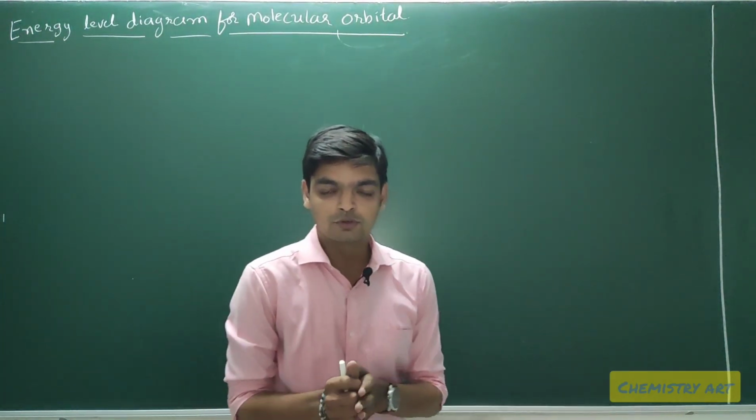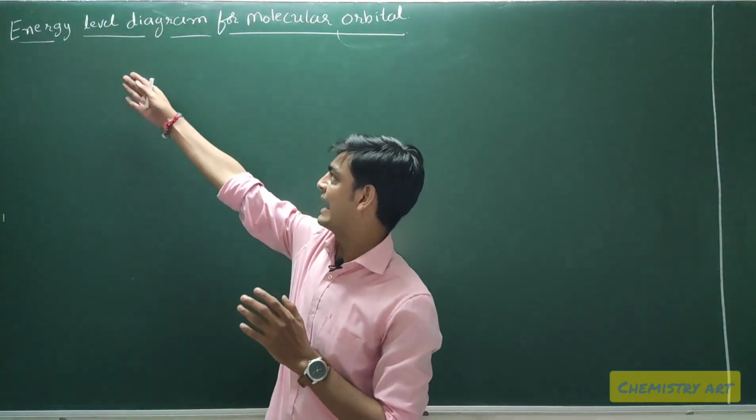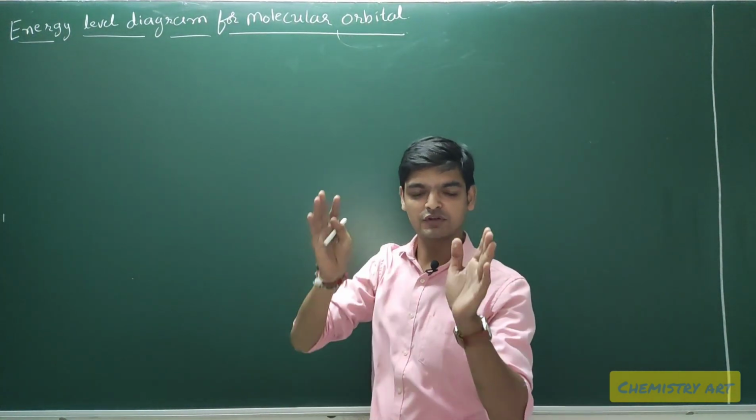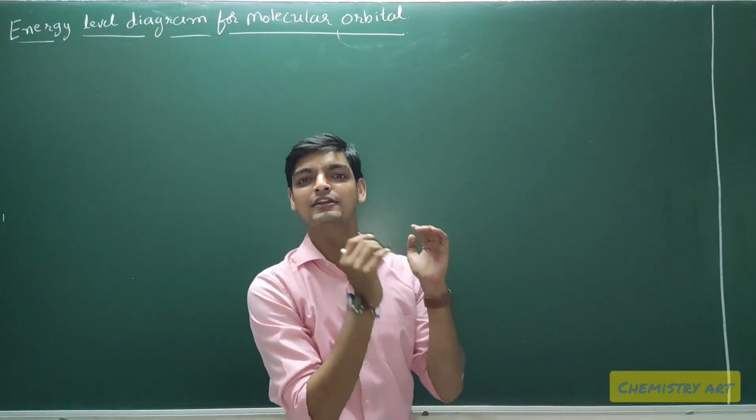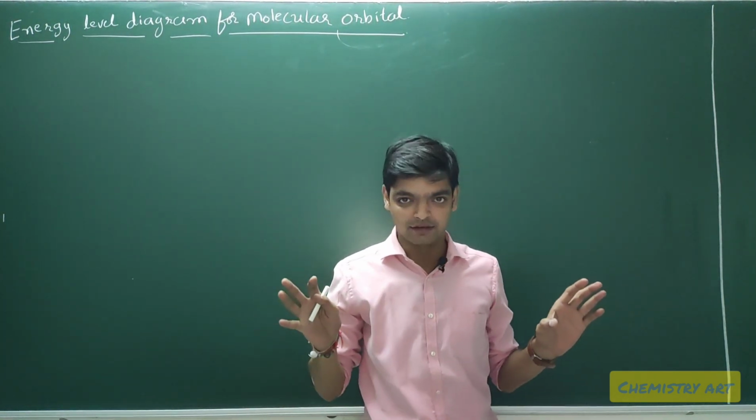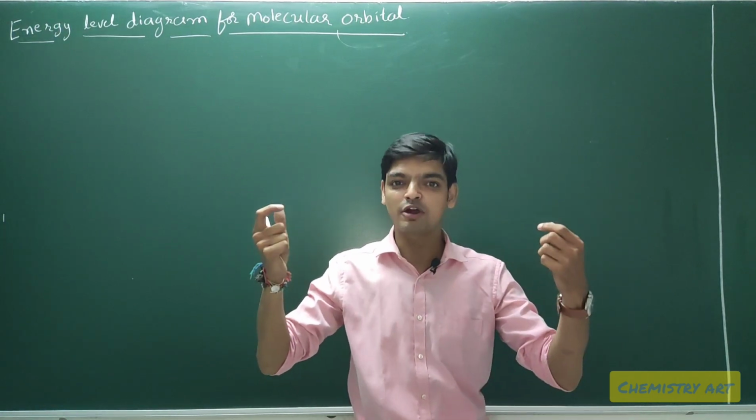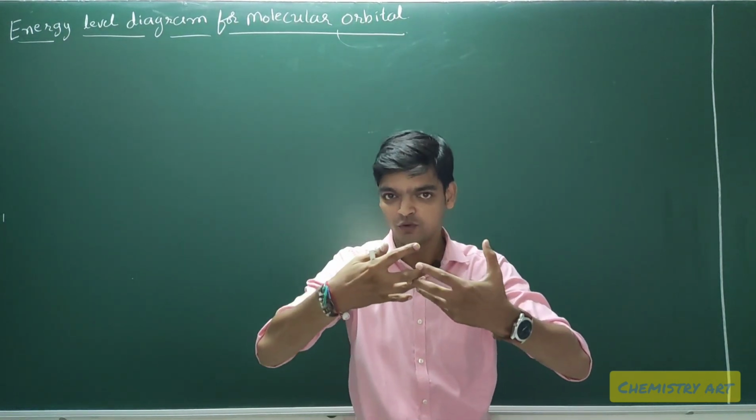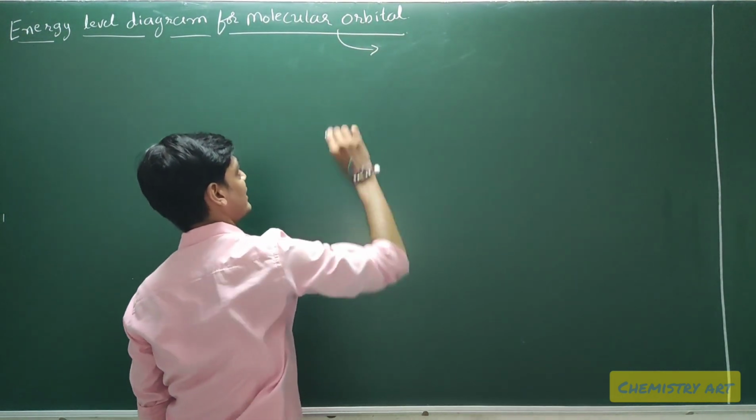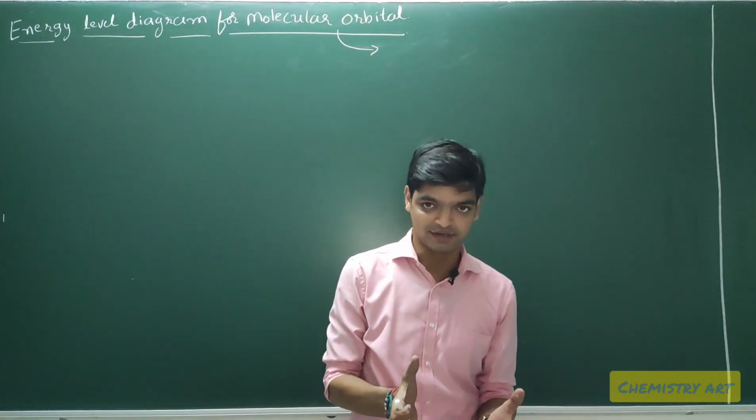Hello everyone. Today we are going to discuss the energy level diagram for molecular orbitals. So first of all, you should know what a molecular orbital is. Molecular orbitals are formed when two atomic orbitals combine. If two atomic orbitals are combined, they form a molecular orbital.